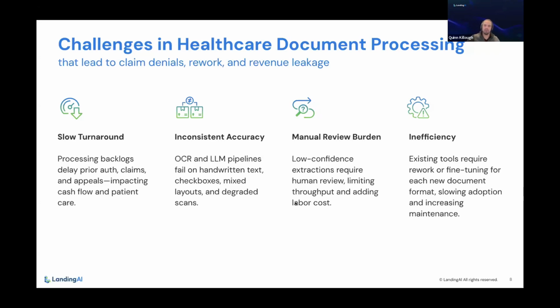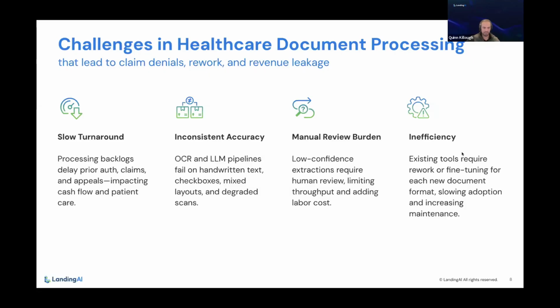Inconsistent accuracy. So whether it's a manual process or using existing legacy tools like an OCR or even LLM pipelines, they can struggle to handle things like handwritten text, checkboxes, mixed layouts, or degraded scans. The manual review burden. I think we see a lot of automation pipelines where folks are still needing to do a ton of manual review. So again, this comes back to accuracy of the extraction, and then inefficiency as well.